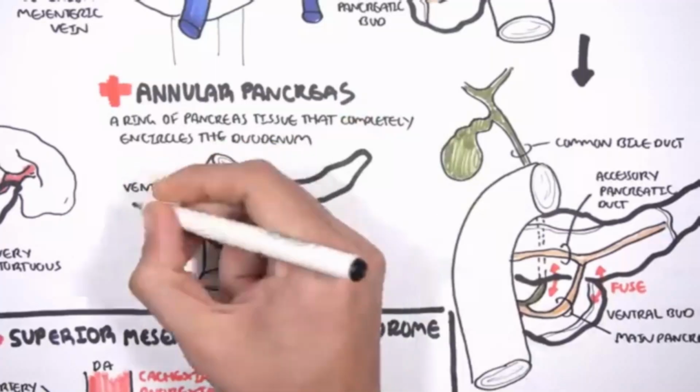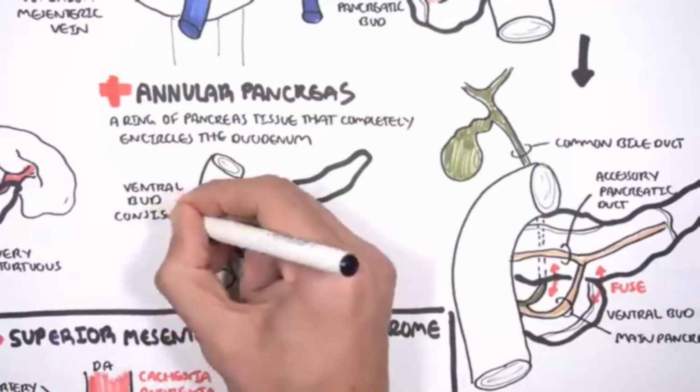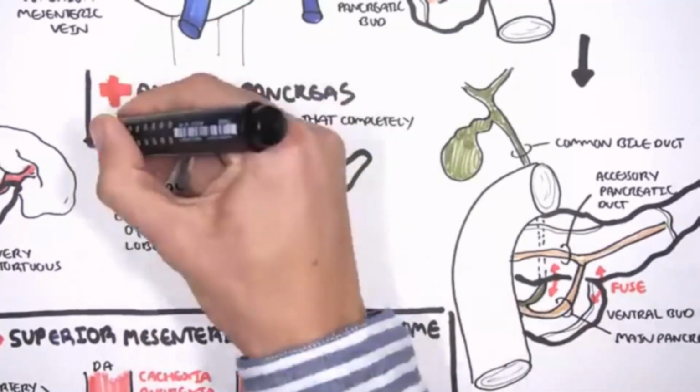Annular pancreas is a cause of pancreatitis and also symptoms of partial bowel obstruction. Surgical correction is often required.